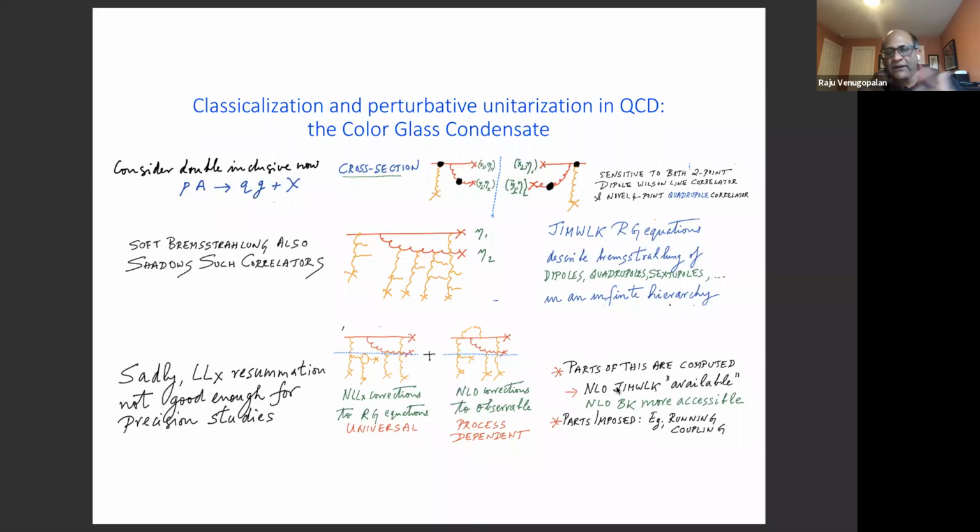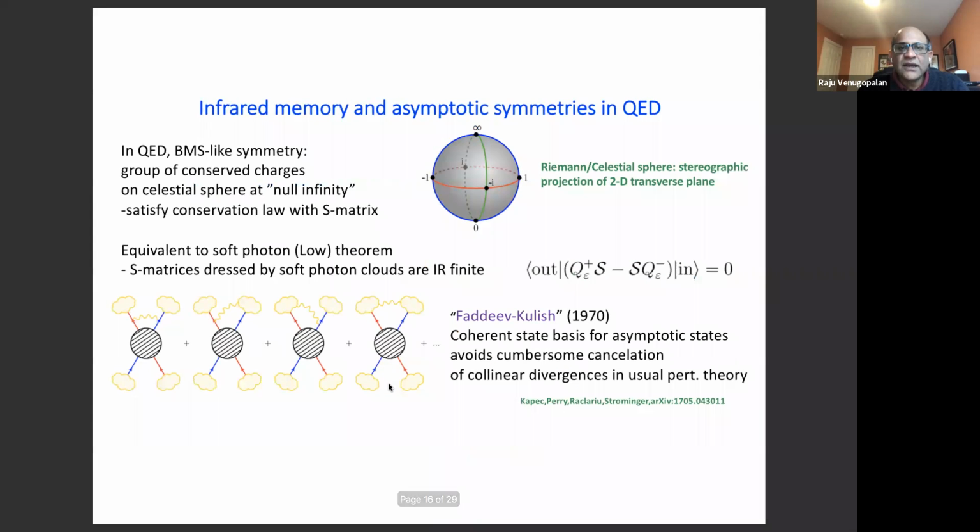Simon Caron-Huot, for example, has made really fantastic progress in computing parts of this evolution to next to leading log, using conformal invariance. He's been able to extract information on that next order. So now I come to, somehow moving towards, the second part of my talk.